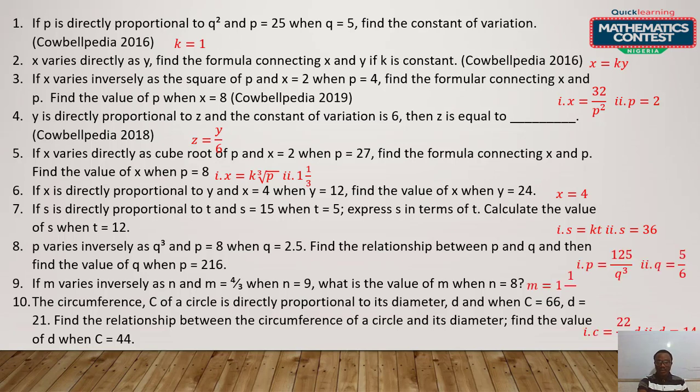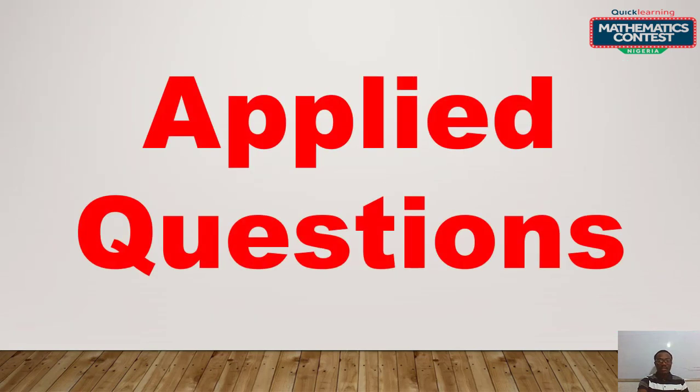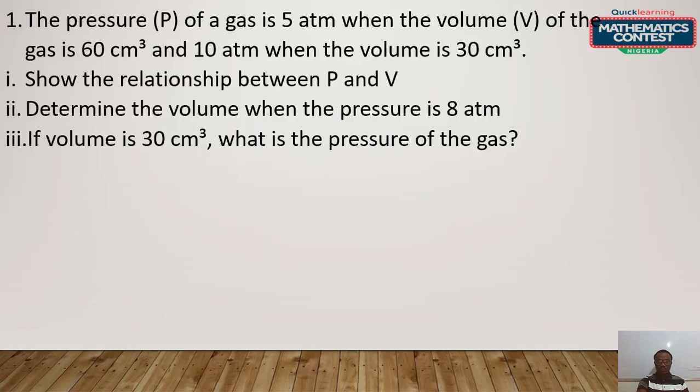Now let's just see some applied questions. The first question I have here as an applied question is this, and let's read it together. The question says the pressure P of a gas is 5 atm. The atm just means atmospheric pressure. And when the volume V of the gas is 60 centimeter cube and 10 atm.